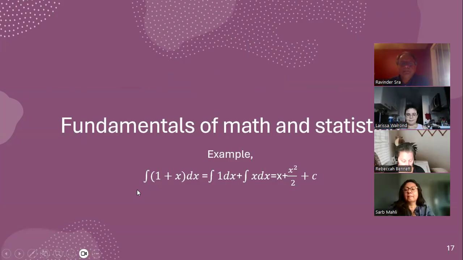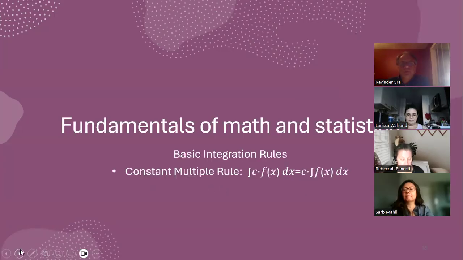I give examples here. Integration of 1 plus x. Now integration goes with 1, plus integration goes with the second function. The integral of 1 is x, and the second is x square over 2, plus c. That's the integration rule. Then if there is a constant, the constant always comes before the integration, c times f(x). In the next slide, I will give you one example.